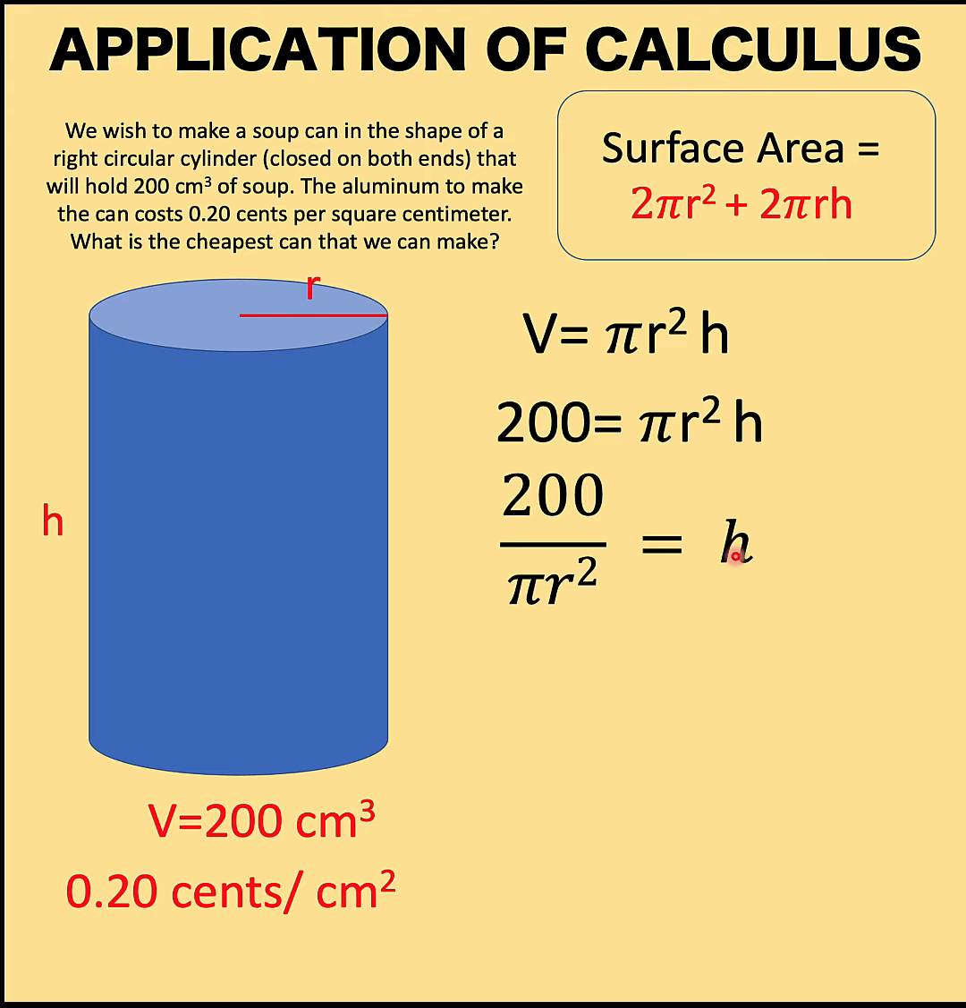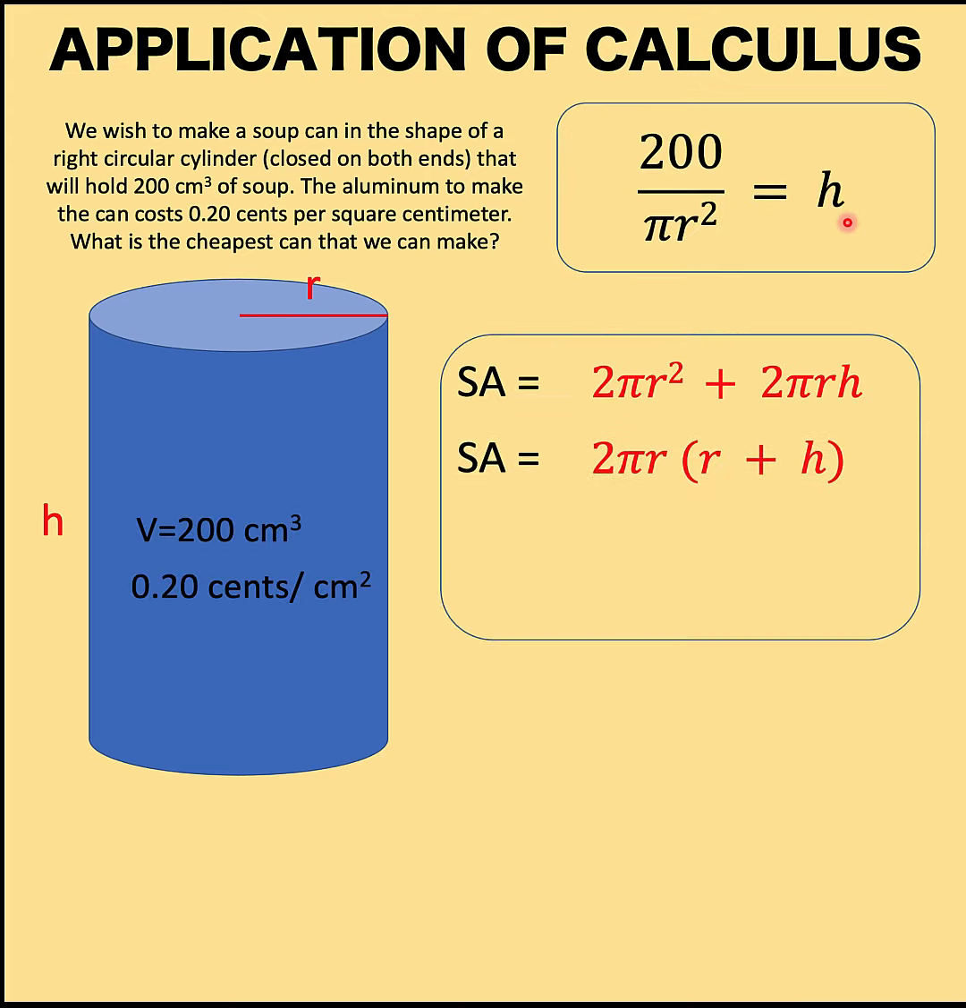Now let's substitute this value for h into this formula of the surface area. So what we now have is surface area is equal to 2 pi r times the quantity r plus, where h is replaced by 200 over r squared. Here we just factor out the common factor 2 pi r to arrive at the second line here. This is the total surface area of the aluminum that is needed in order to create this can.